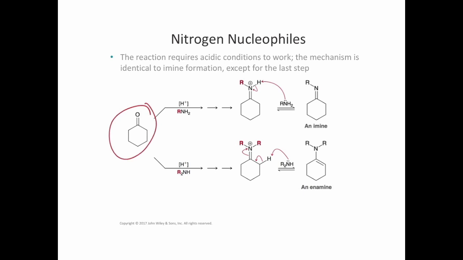So here's a summary. If you start with a ketone or an aldehyde, if you have a primary amine, you end up with an imine, carbon-nitrogen double bond. If you start with a secondary amine, you end up with an enamine.